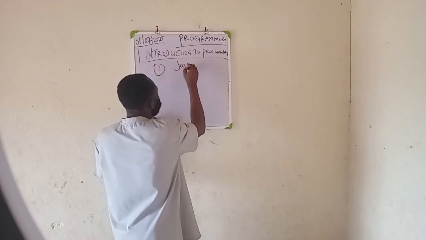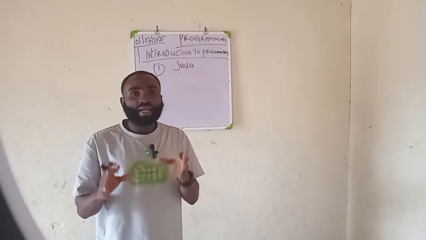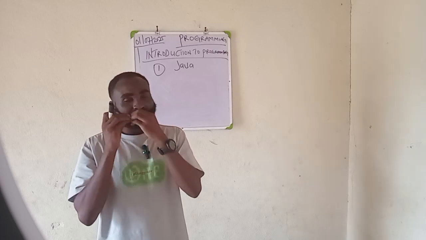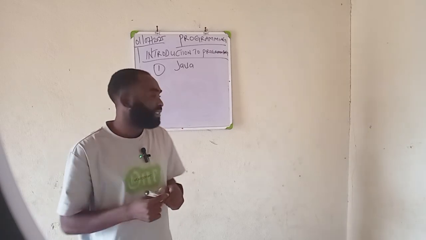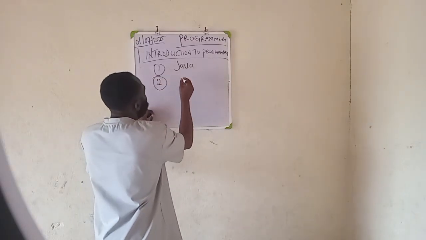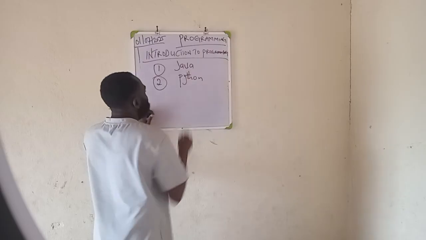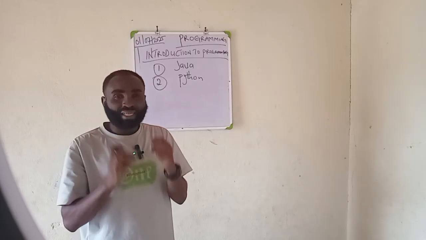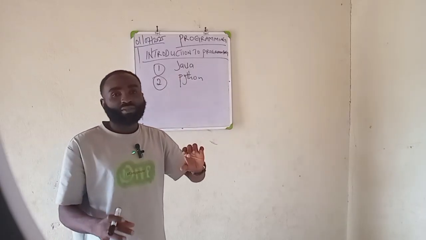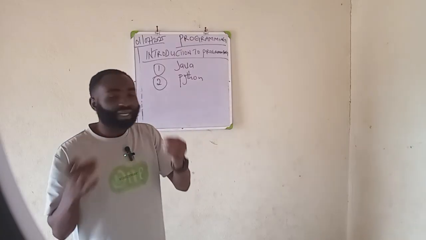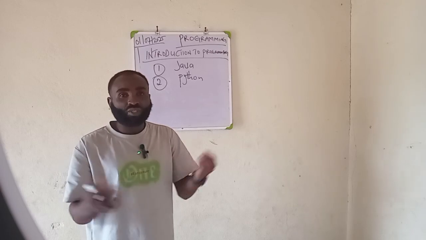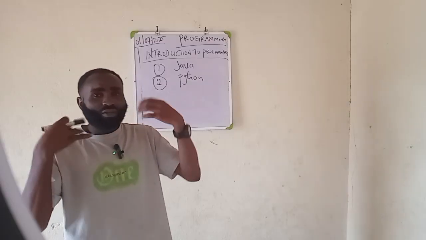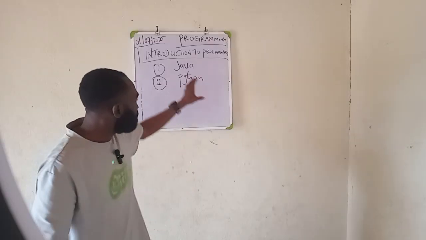One, we have Java. Java is a programming language that programmers use to achieve their goals. I will be going deep into all of them later. And secondly, we have Python. Python is another programming language, used basically for website applications. We use it for websites, and engineers use it for their activities. You can use Python for data science and data analysis.